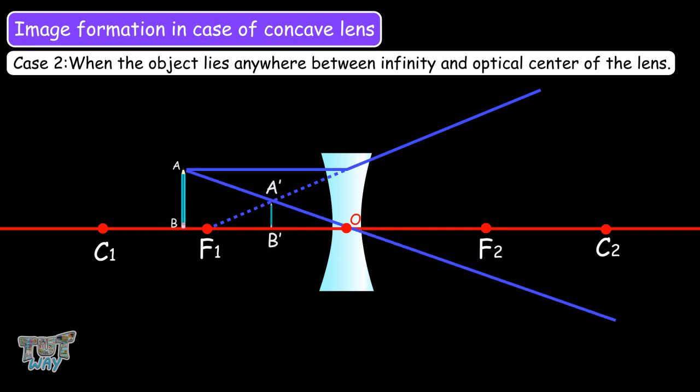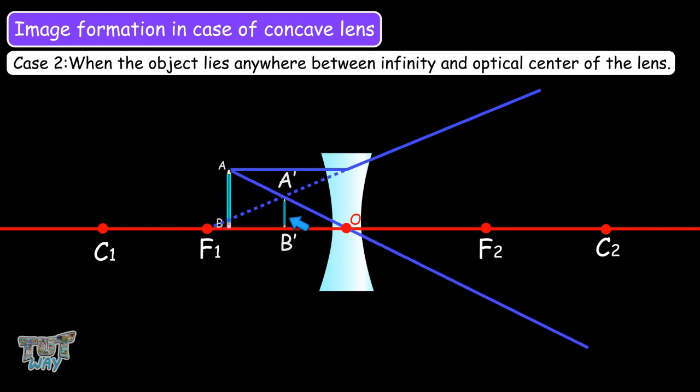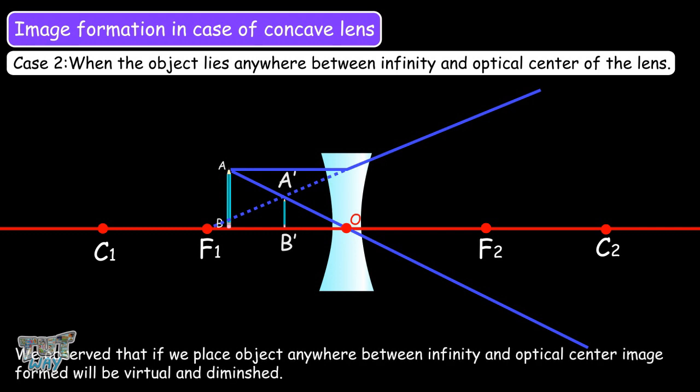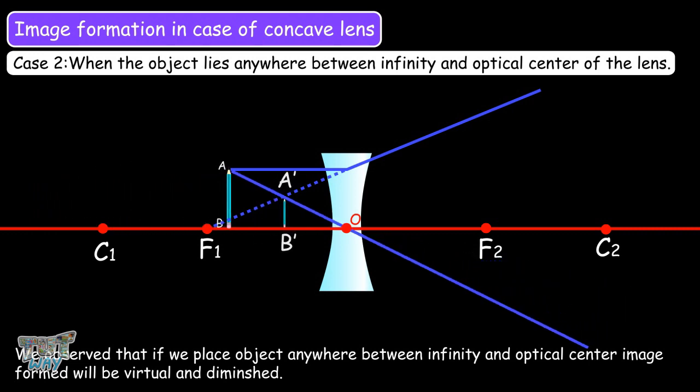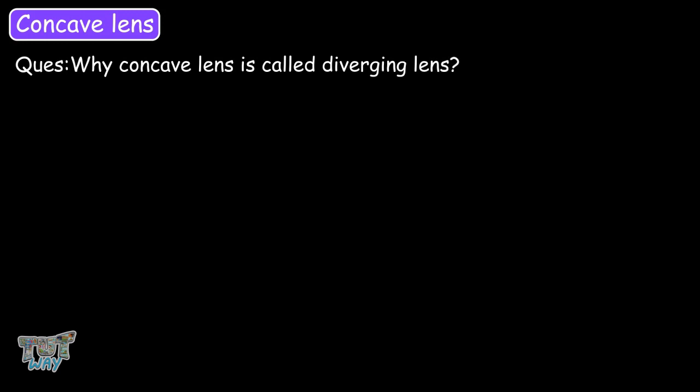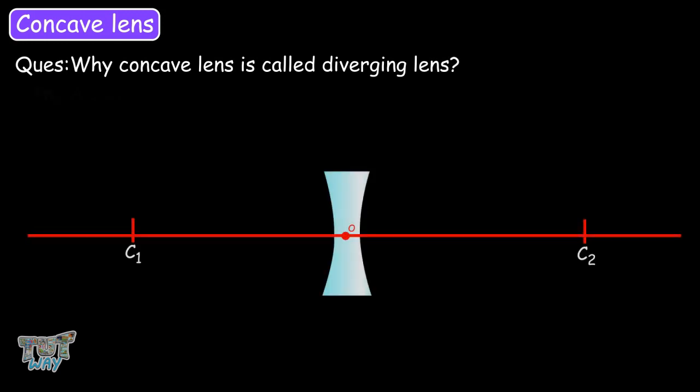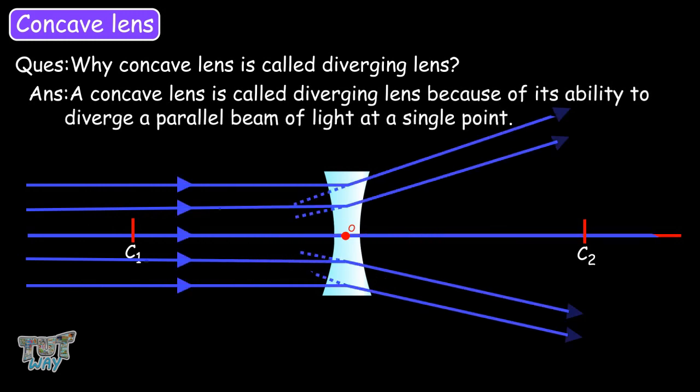Bring the object closer again. And the image is even bigger. Now, bring the object even closer, and the image is even bigger. We observe that if we place an object anywhere between infinity and the optical center, the image formed will be virtual and diminished. And as the distance between the object and the lens decreases, the size of the image increases. Now, friends, can you answer why concave lenses are called diverging lenses? Of course! It is because of its ability to diverge a parallel beam of light.